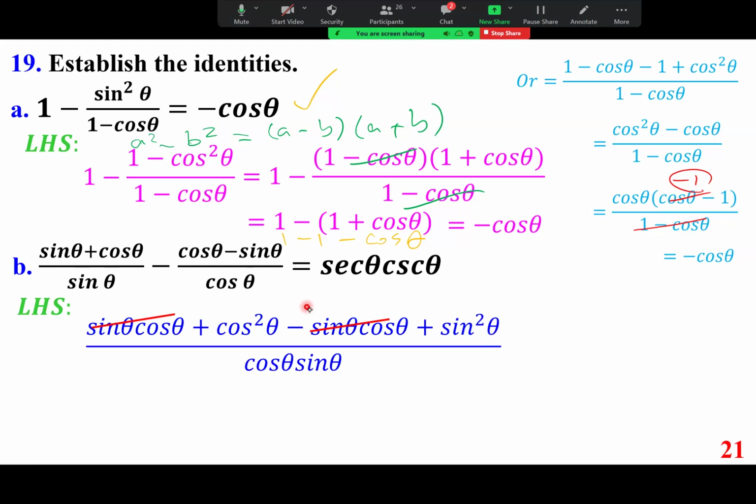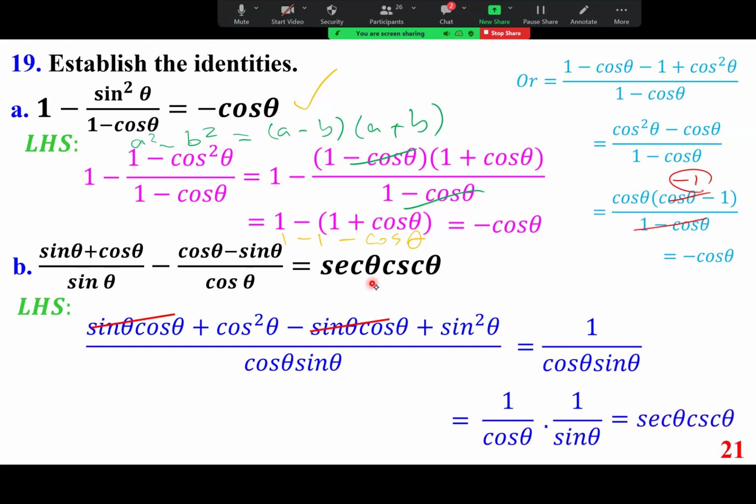These two add up to 1. Make up two fractions, 1 over cosine, 1 over sine. 1 over cosine is secant. 1 over sine is cosecant. And that's exactly what we have on the right-hand side.